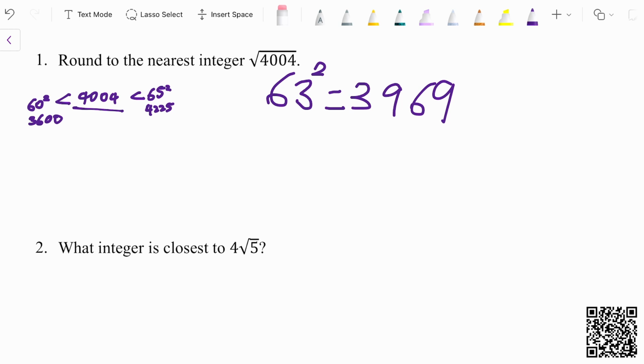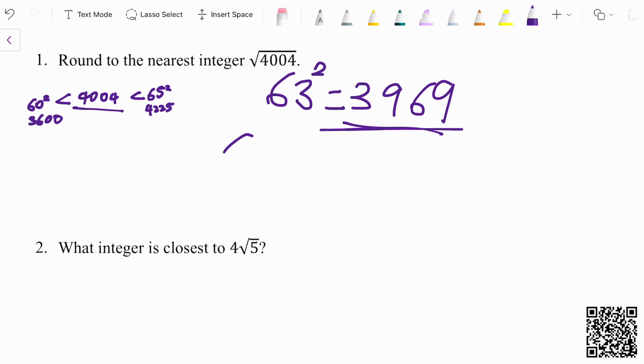So using that, I'm going to save you guys some solving time. But if you wanted to solve it, you could just pause the video, I guess. So, it's 3969. But how do you know that this is closer to 4004 than 64 squared? Because it never said that it had to be less.